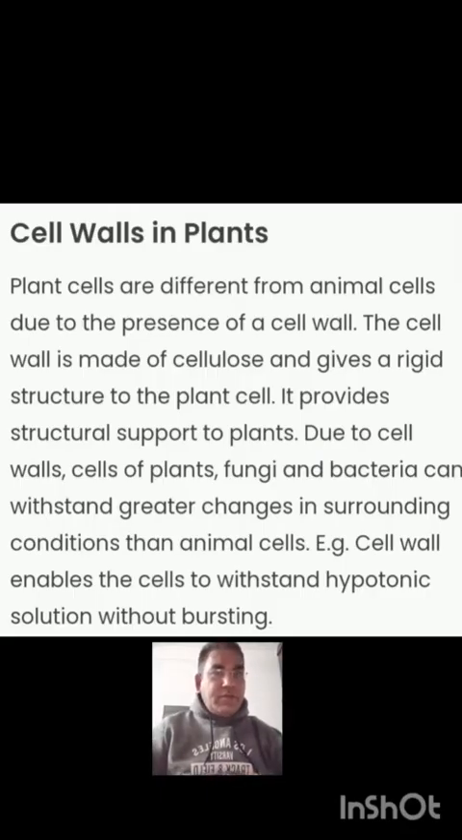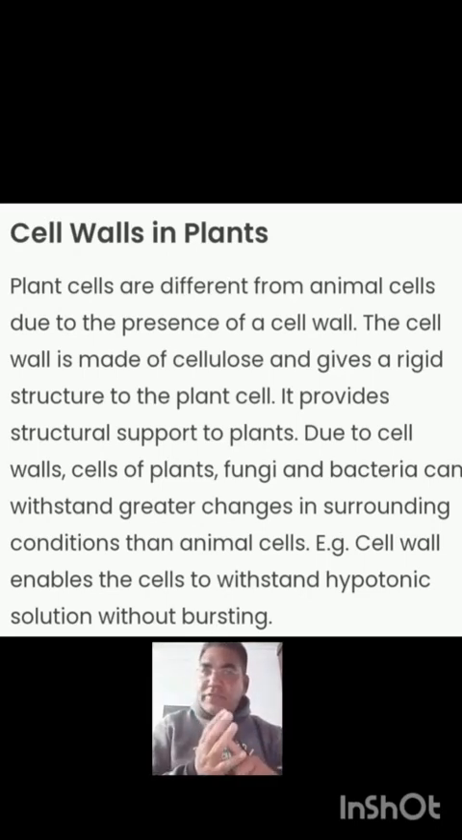Now cell wall. Cell wall is the outermost covering present in the plants. It is absent in the animal cell. It contains a number of small pores, and through these pores, two different plant cells are joined together and communicate with each other. Exchange of the material takes place through these pores. Right? Cell wall, additional protective covering.